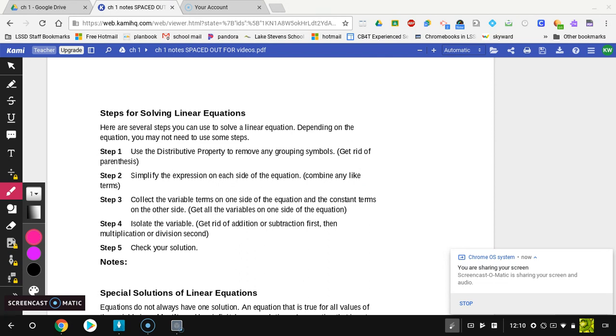So are there any constants that can be added together? Are there any variables? So you have an x plus another x. Can you add those together? So looking for any like terms you can combine.